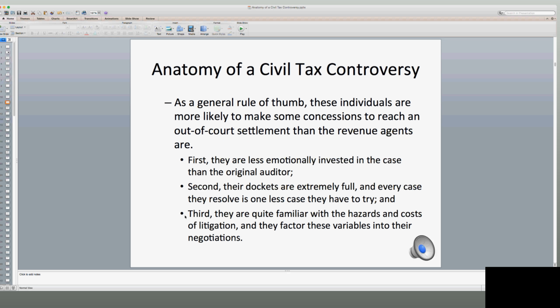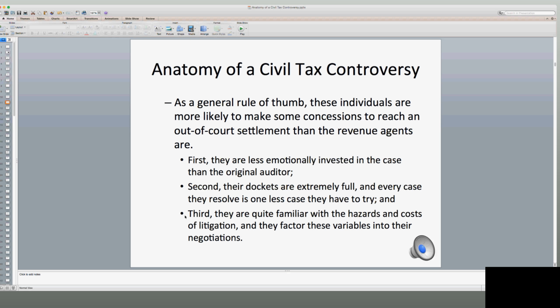As a general rule of thumb, these individuals, specifically IRS Chief Counsel's office attorneys, are more likely to make some concessions to reach an out-of-court settlement than the revenue agents are. And the reasons are really not too mind-numbing. They basically get down to some human factors. First, these IRS Chief Counsel attorneys are simply less emotionally invested in the case than the original auditor.